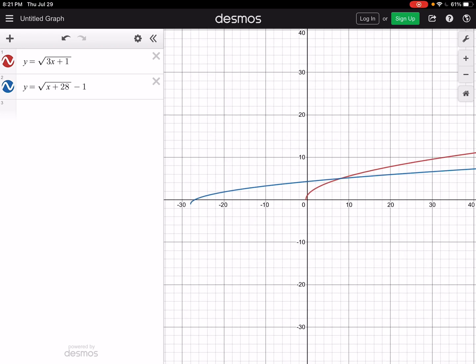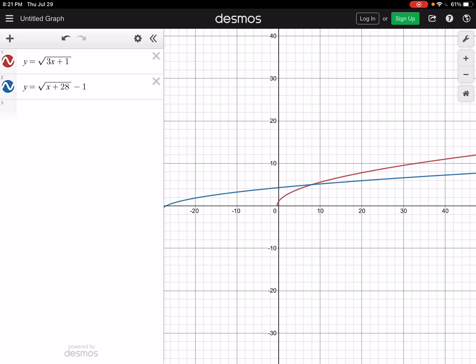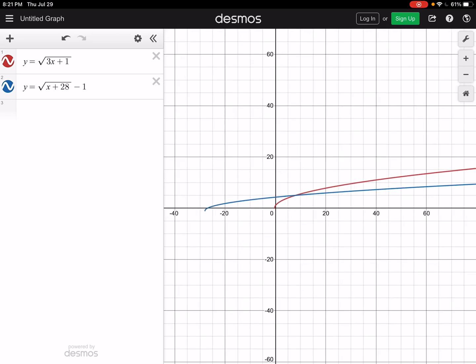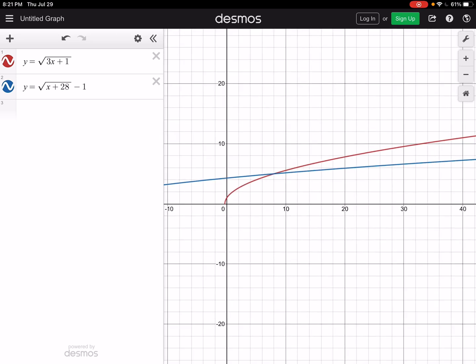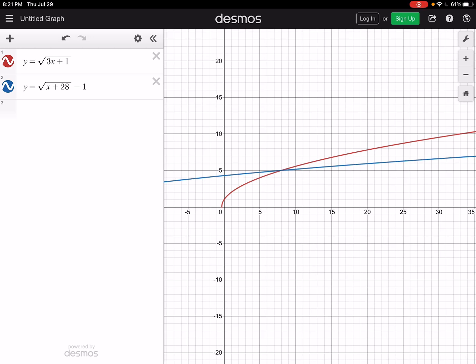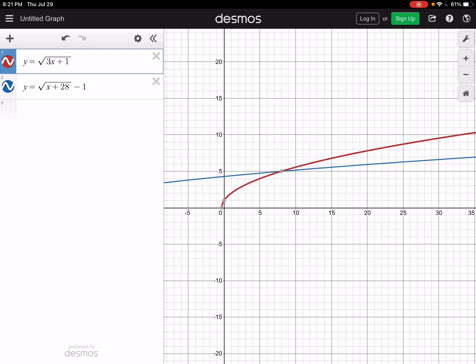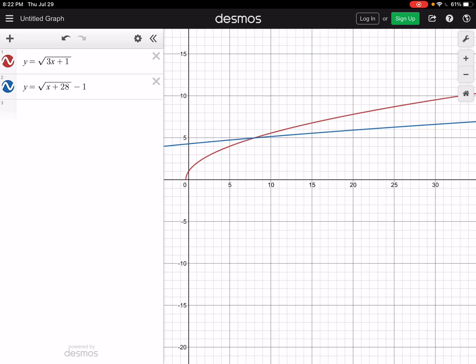Okay. It looks like the two graphs, the blue and the red, cross. So this is what we're looking for here. We're looking for the y value where both y values are 5, the x that gives the two outputs being the same, which is when x is 8. So when you click on it, it shows you what that intersection point is, okay?